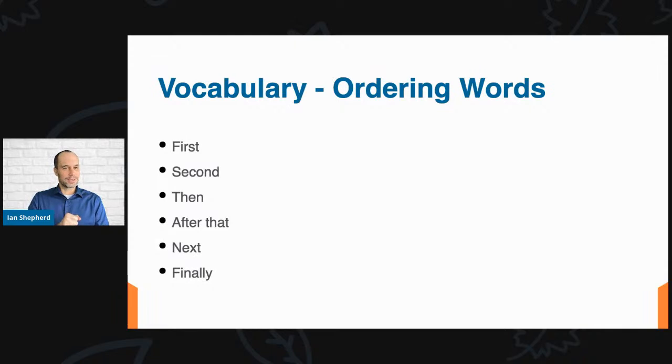So first, second, then. So the next thing, we can say then go this way or then go that way. After that, after you do this thing, then you do that thing. Next, you do this thing. Finally is usually the last step in a series of steps. Finally, you do this final step, and then you're there. Okay, so it is important we understand ordering words, and we're able to use them when giving directions to somebody. Okay, so usually our directions will start with some type of ordering word.